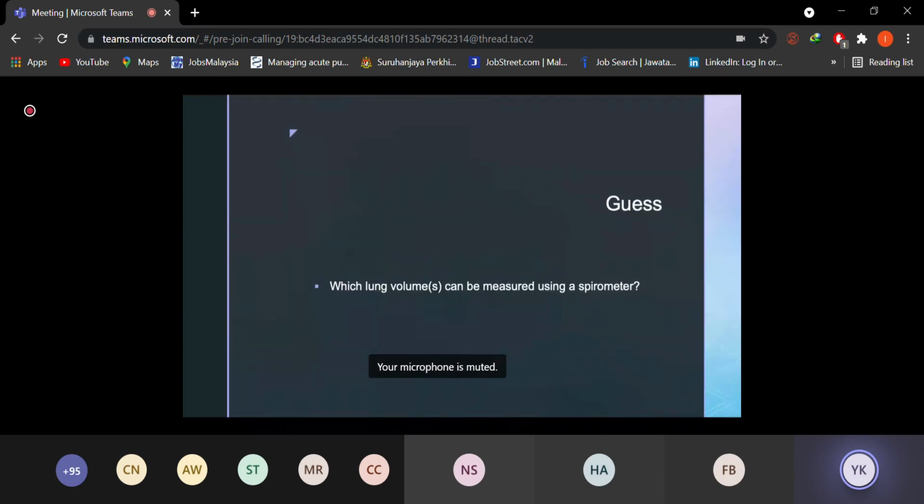Okay, so which lung volumes can be measured using a spirometer? This one you have to try to think about it. There is some value that can be measured directly and also some value indirectly. So what is it directly? What is it indirectly? Try to figure it out. What are the volumes that can be measured by the spirometer directly, and what are the lung volumes that can be measured indirectly by the spirometer?